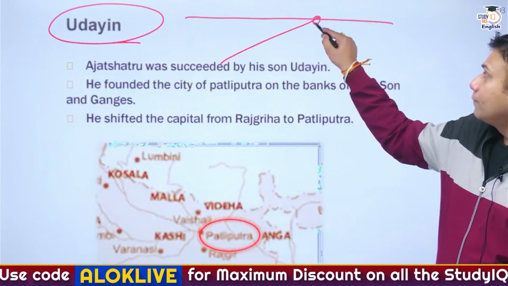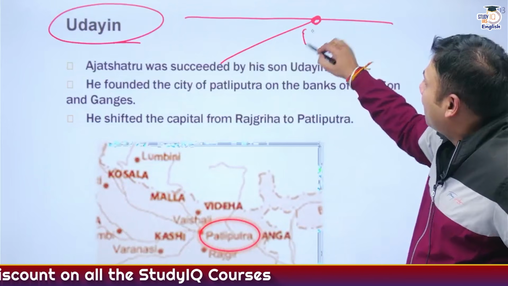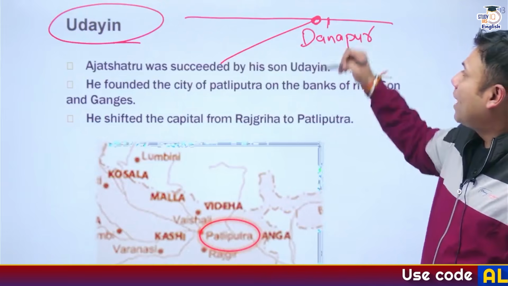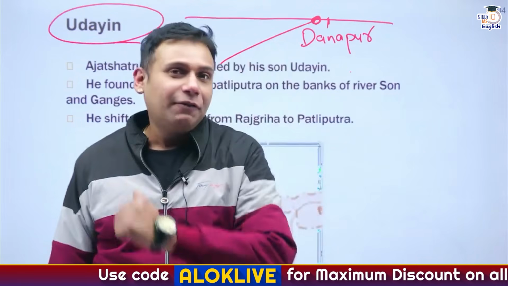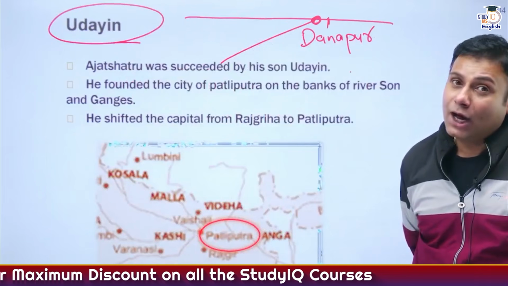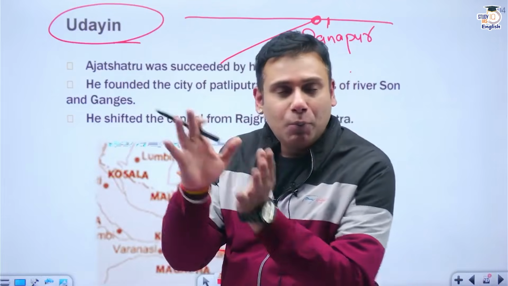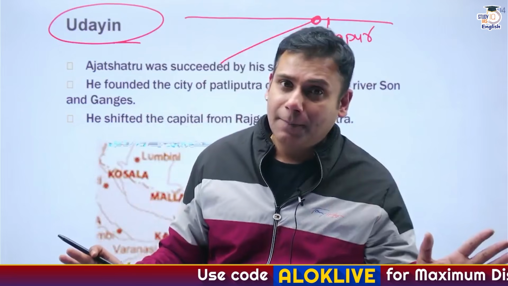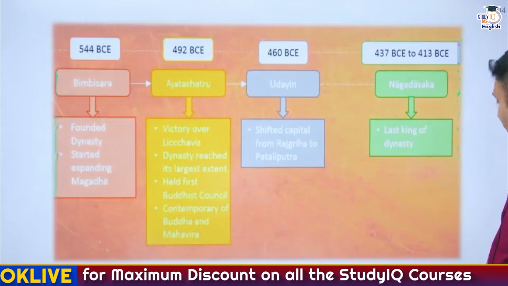And the place where river Son meets river Ganga is called Danapur. I repeat, this place is called Danapur. And near Danapur, the city of Patliputra was constructed, modern day Patna. The credit for creation of Patliputra goes to Udayan, and he shifted the capital from Rajgriha to Patliputra. So these were the major rulers of Haryanka dynasty: Bimbisar, Ajatashatru and Udayan. Okay, moving ahead.